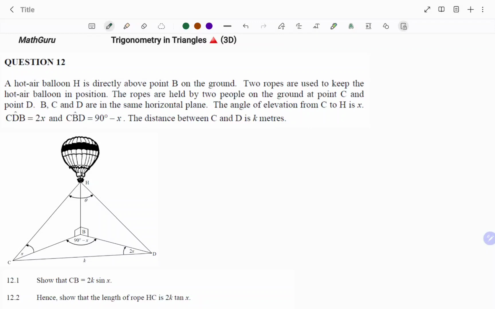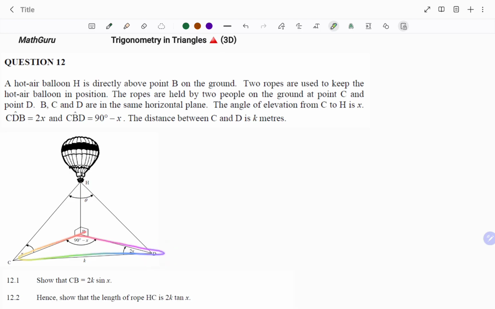In this video, I'm going to show you how to solve the following trigonometry in triangles. We have a hot air balloon, H, directly above point B on the ground. Two ropes are used to keep the hot air balloon in position. The ropes are held by two people on the ground at point C and point D.